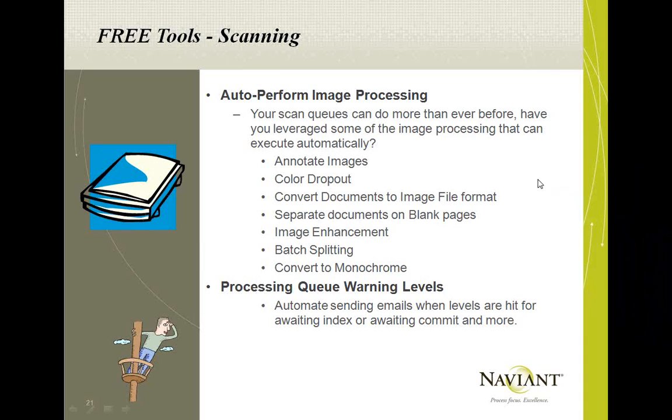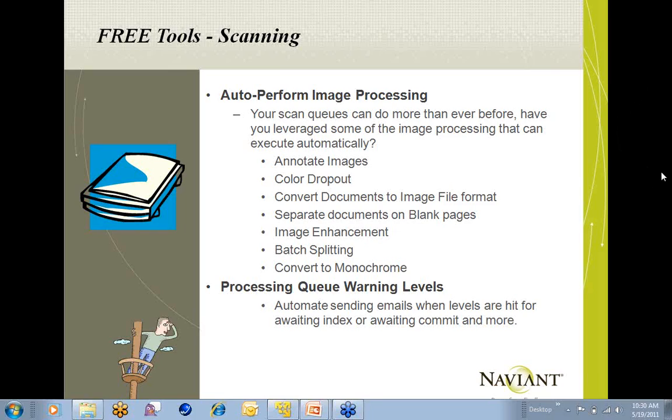So what are some of the features you can do in image processing? Well, you can annotate images. So some places like to have imprinting done, and they have their scanner set up with ink to literally print on the page when it was brought into the system. Well, with a simple little script that can be added in, you can automatically annotate your images to add the date and the time that the image was scanned into the system. You can also do color dropout. So you have a green line form and you don't want the green to be there. You can have that automatically dropped.